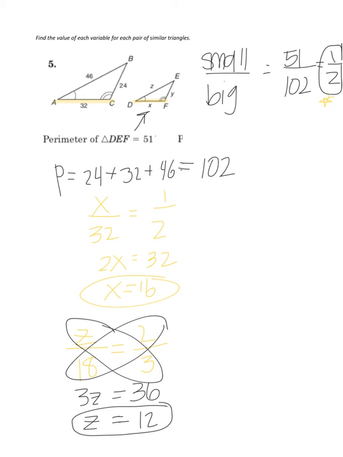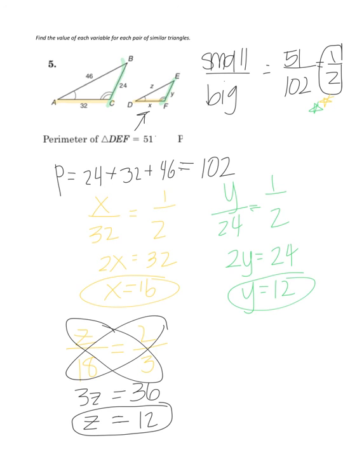Next question. Use the ratio of the perimeters to find the value of y. y corresponds with 24, therefore your setup would be y over 24 equals, going back to the ratio of their perimeters, 1/2. Using the cross products property, you would see 2y equals 24 times 1. Dividing that by 2, we get y equals 12.